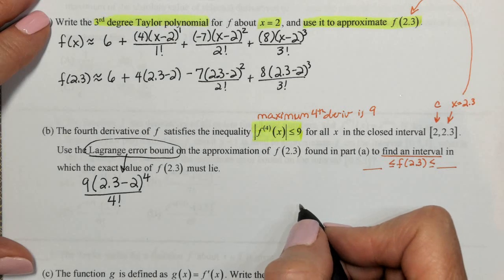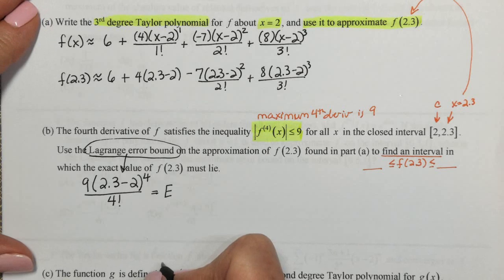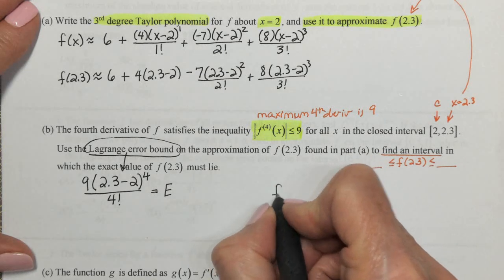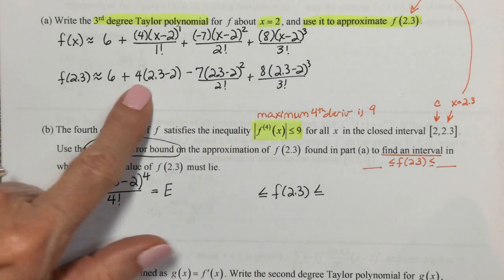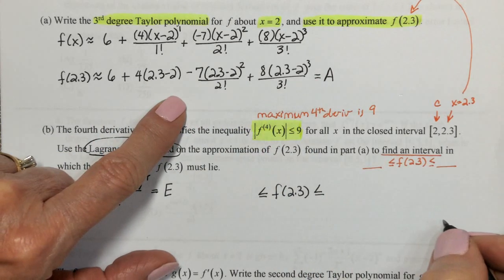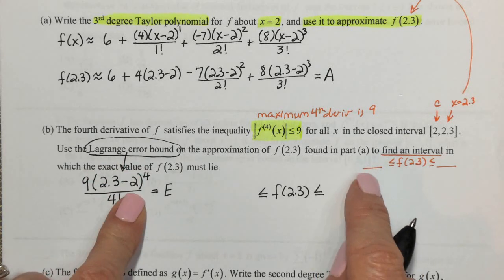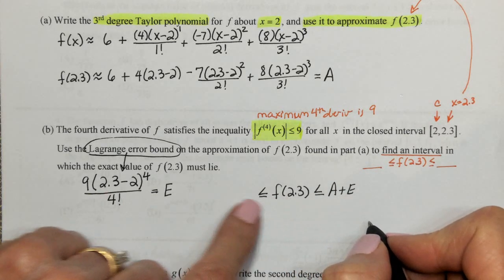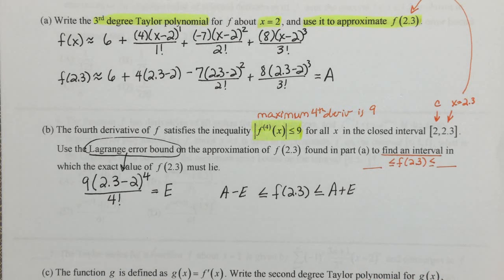Okay? I am going to call that E for error. And now I'm going to write my interval in which the exact value of f of 2.3 must lie. So f of 2.3 must be between, okay, this was our approximation. So I know f of 2.3 is going to be close to this, right? I am going to call that A for approximation. It's going to be close to A, but this is our error. This is a small number. It's going to be less than A plus E, the small error, and greater than A minus E. That's how that works. That's the interval in which f of 2.3 must lie. That's it.